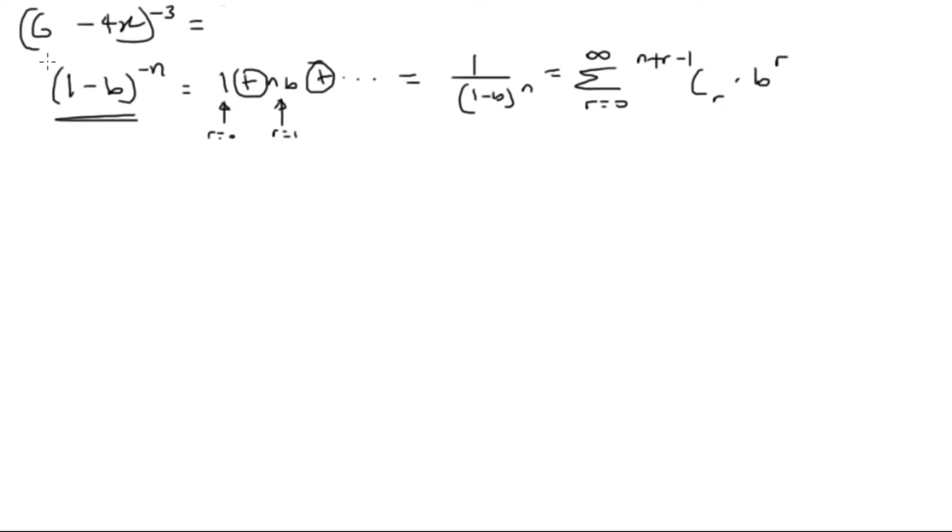And how am I going to do that? I will factorize 6 from this binomial. If I bring out 6 from the binomial by factorization, I will have 6 times (1 minus 4x over 6), and I'll still put the brackets and then the power, which is minus 3. Now if I split what I have inside the bigger bracket, I will have 6 raised to power minus 3, then another bracket, 1 minus 4x over 6, which is the same thing as (1 minus 2x over 3) raised to power minus 3.